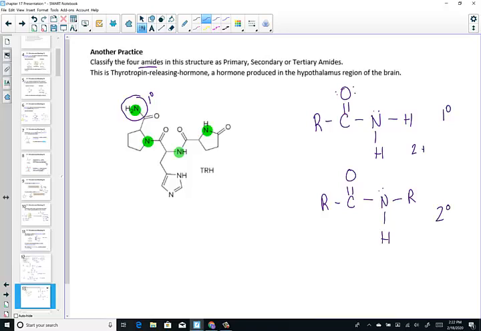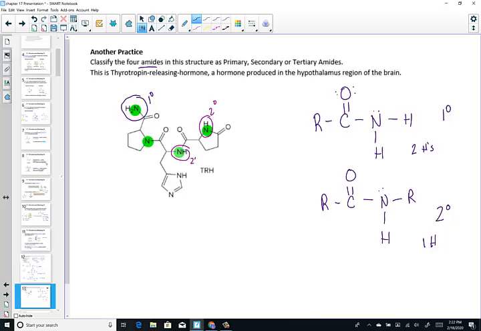So here I can recognize 2 H's. Here I recognize just 1 hydrogen. Do we see any like that? Here's one. That would be a secondary amide. Here's one. That would be a secondary amide because it's attached to 1 hydrogen.